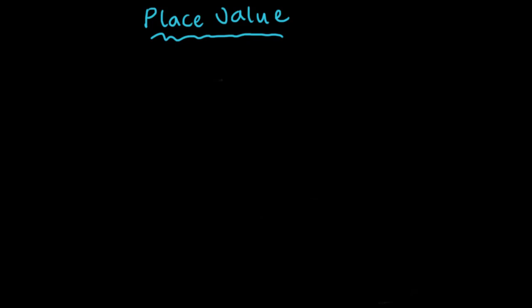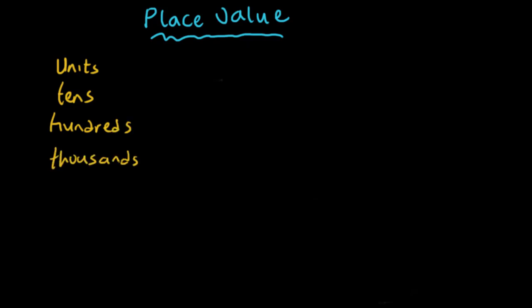Now, the first thing you need to know is that we've got names for each position in the place value system. The first position is known as the units, followed by the tens. Then we have hundreds, followed by thousands. Then we have tens of thousands. Then we have hundreds of thousands.